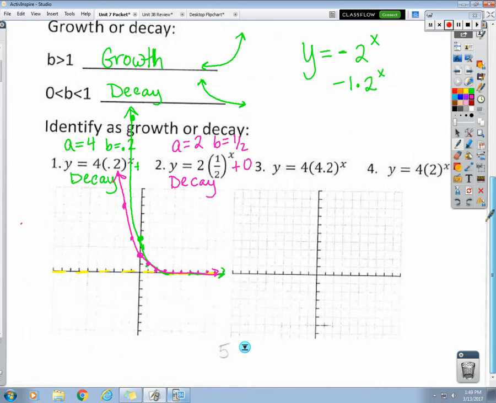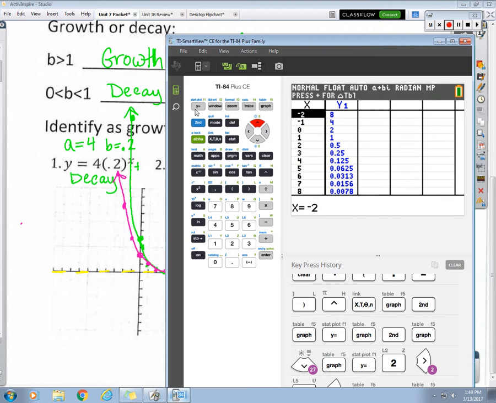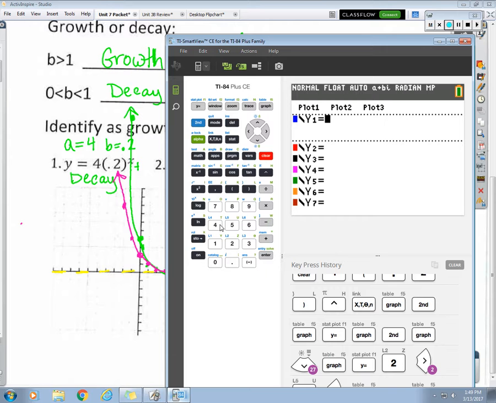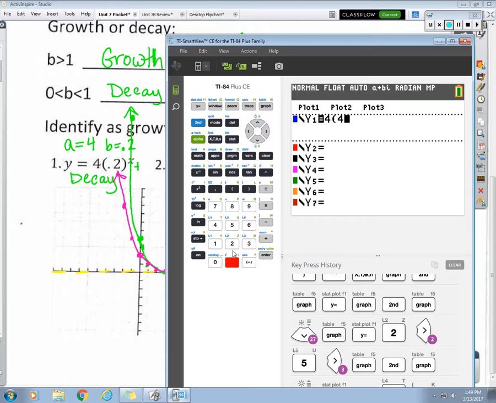Okay, so now let's try number 3. What is the A value? And what is the B value? So this one's a growth because your B value is greater than 1. Now, that 4.2 represents a growth of like quadrupling. It's growing 4 times as fast. So let's graph it and see what that would look like. Y equals 4 times 4.2 to the x power.